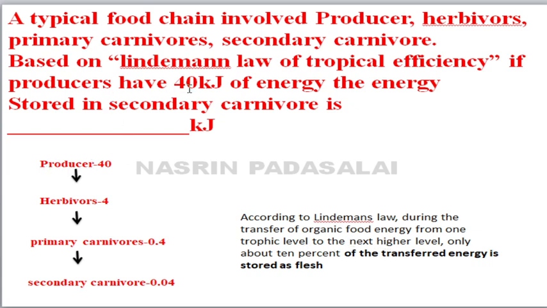So the producer has 40 kilojoules of energy. What is the energy stored in the secondary carnivore? Each time only 10% will be there. By transferring the energy to the herbivore, 4 kilojoules of energy will be present, and by transferring the energy to the primary carnivore, 0.4 kilojoules will be present, and by transferring the energy from the primary carnivore to the secondary carnivore, only 0.04 kilojoules of energy will be present. So to answer this NET type of question, you should know what is meant by Lindemann law.